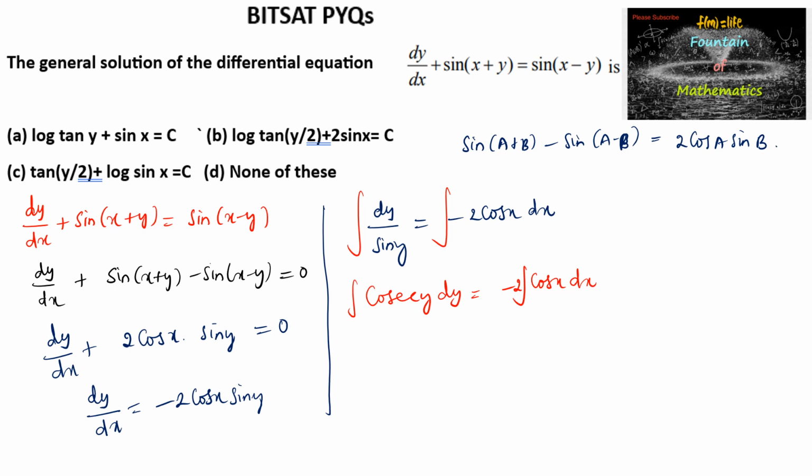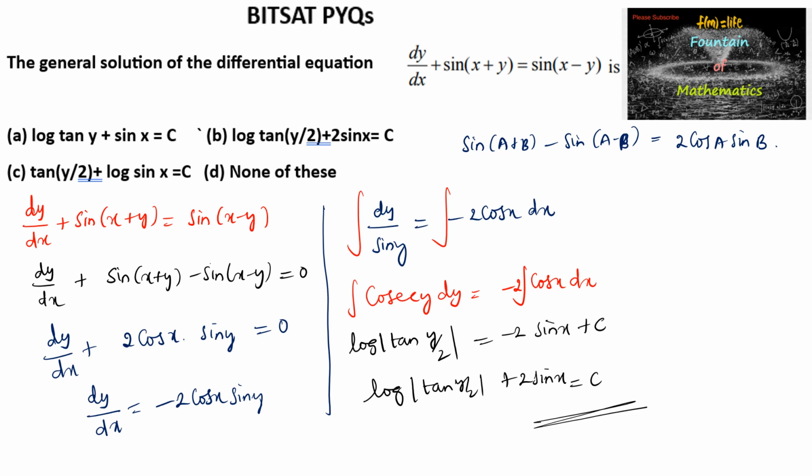Integration of cosecant y is, so we can write log mod of tan y upon 2 is equal to minus 2 integration of cos x, which is sin x, plus c, or we can also write log mod of tan y by 2 plus 2 sin x is equal to c. So we can go with option B.